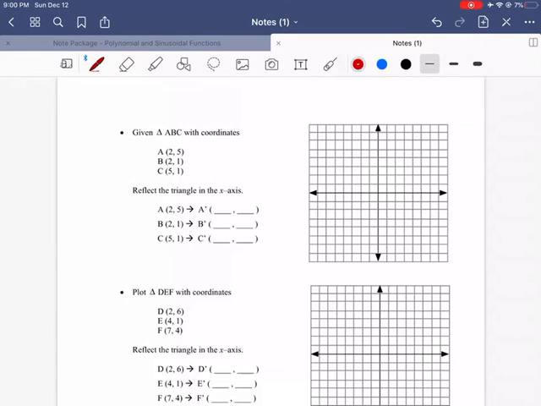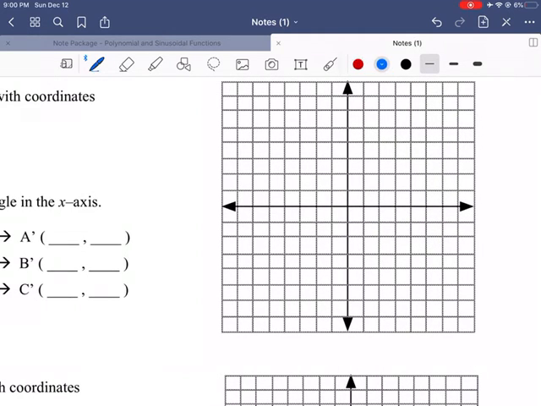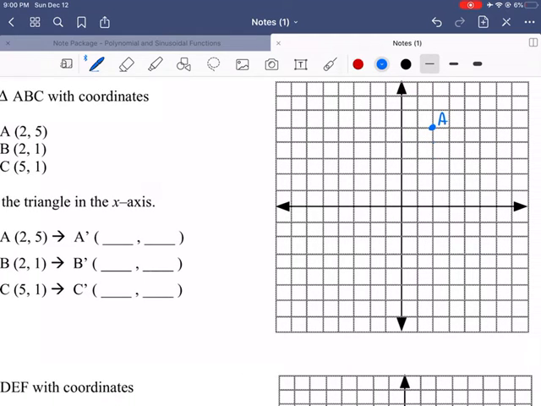All right, plot points A, B, and C again. So pause the video and see how you do. So A is at 2, 5. B is at 2, 1. I feel like we've seen this one before. And C is at 5, 1. So B and C.